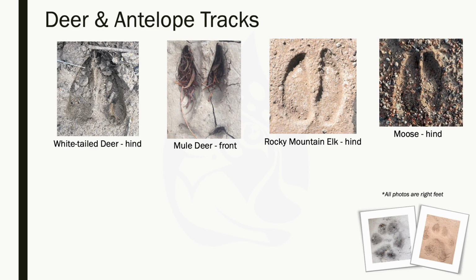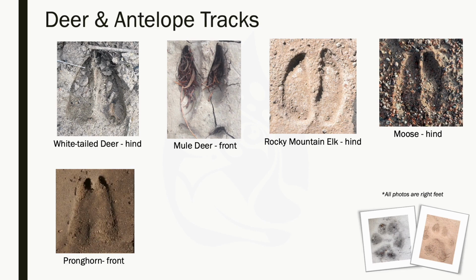Here's a moose hind, okay? So again, very much a heart shape. These guys are the largest in the deer family. Teardrop shape coming to a point at the top, round on the posterior edge. So again, just classic looking deer family track.